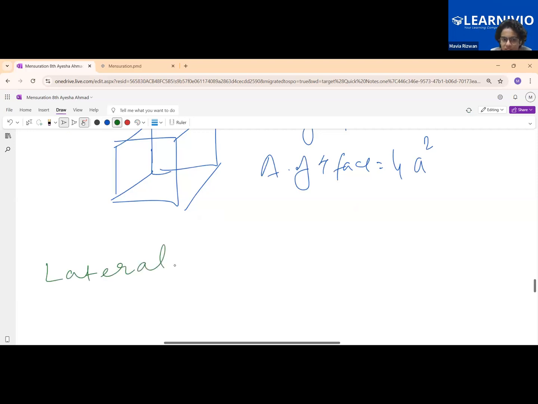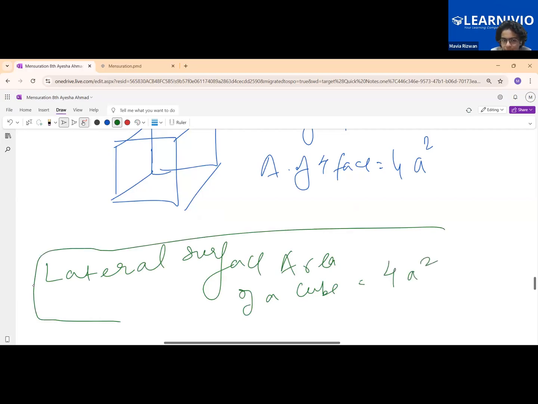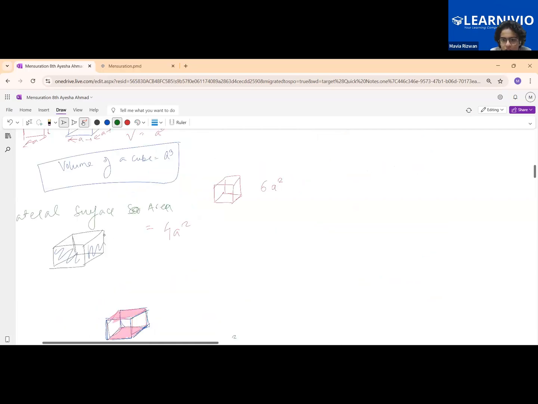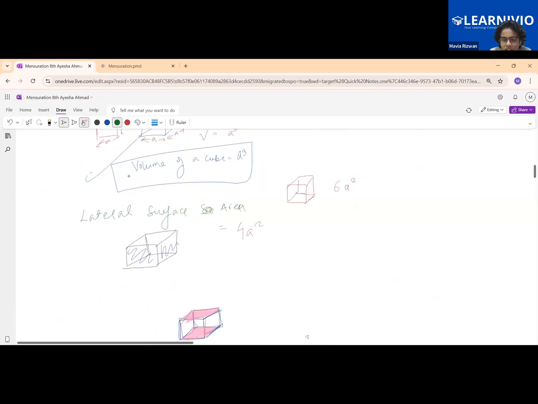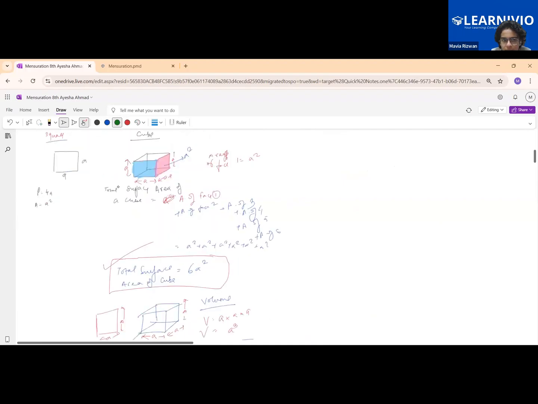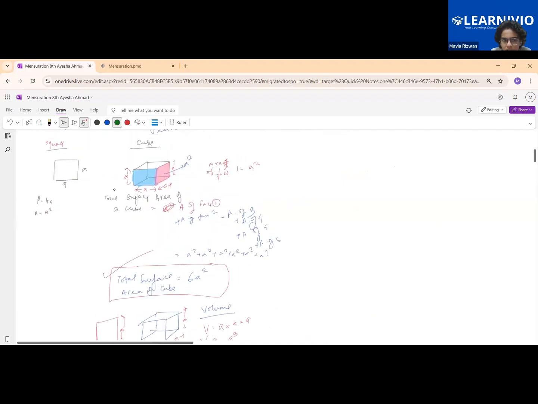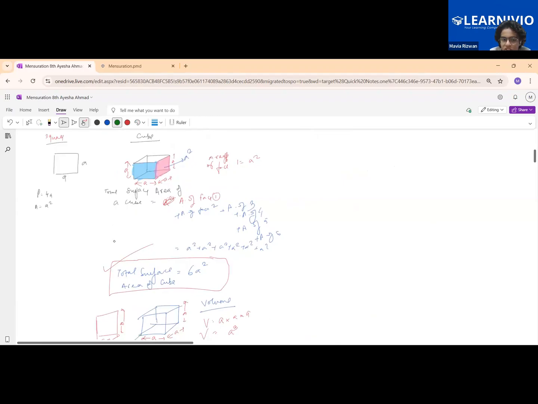Now will you ever forget this? No. Easy. Yes, sir. Equal to 4a square. Aisha, note this down. From here you have to note it down. Understanding of this concept is very important. Very important. I'm repeating, because if you understand cube, then only you will understand cuboid.